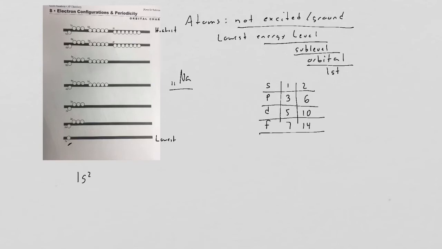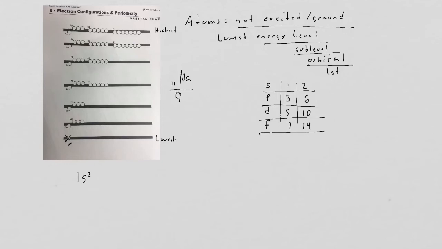Now once we've done that, we can't put any more electrons in there, so we move to the next thing. We start filling in the second energy level. The first energy level only has an S sublevel. The second one has an S and a P, the third has an S, P, and a D, and the fourth has an S, P, D, and F. So at this point, we have completely filled the first energy level, and then we start working on the second one.